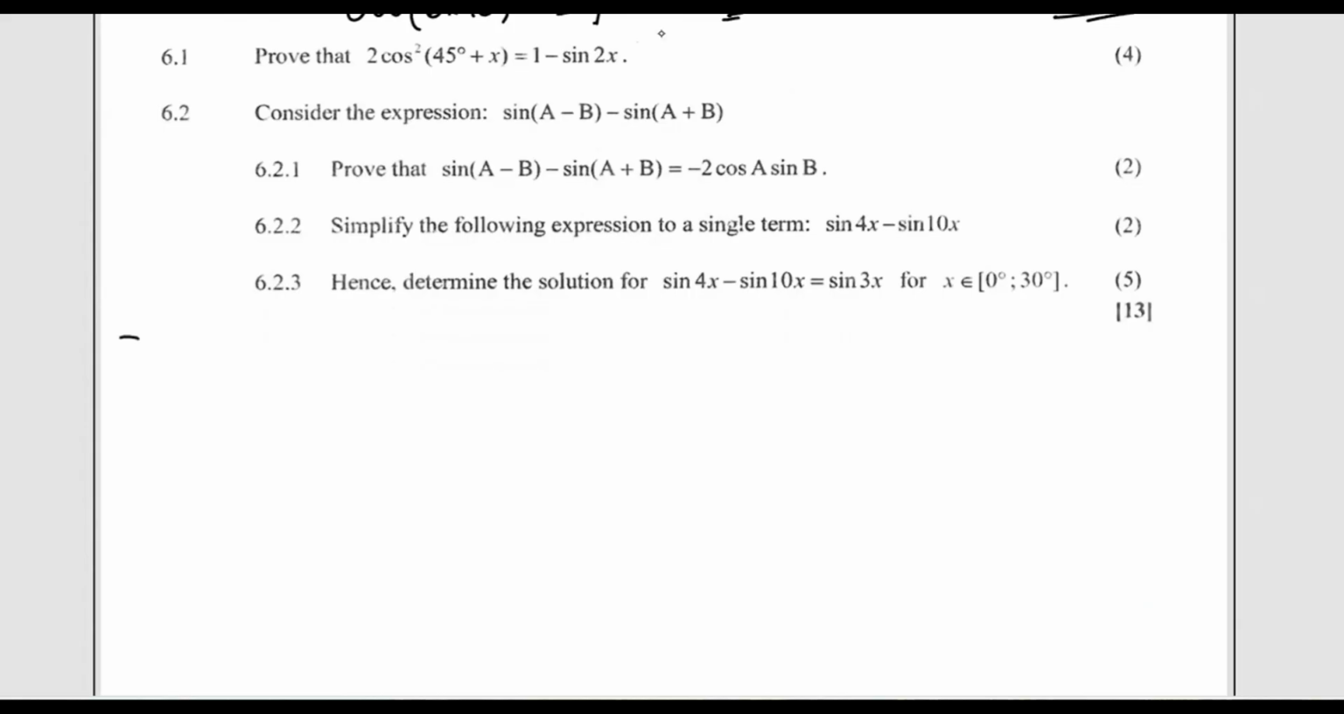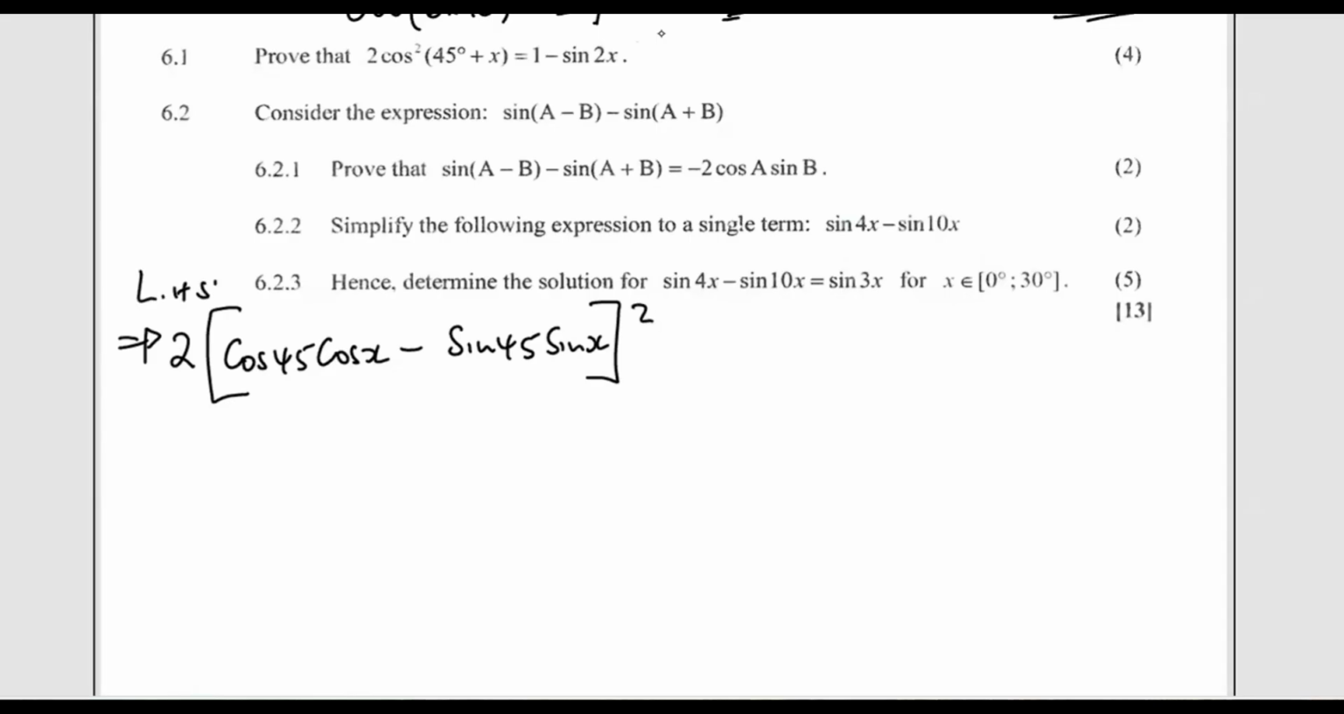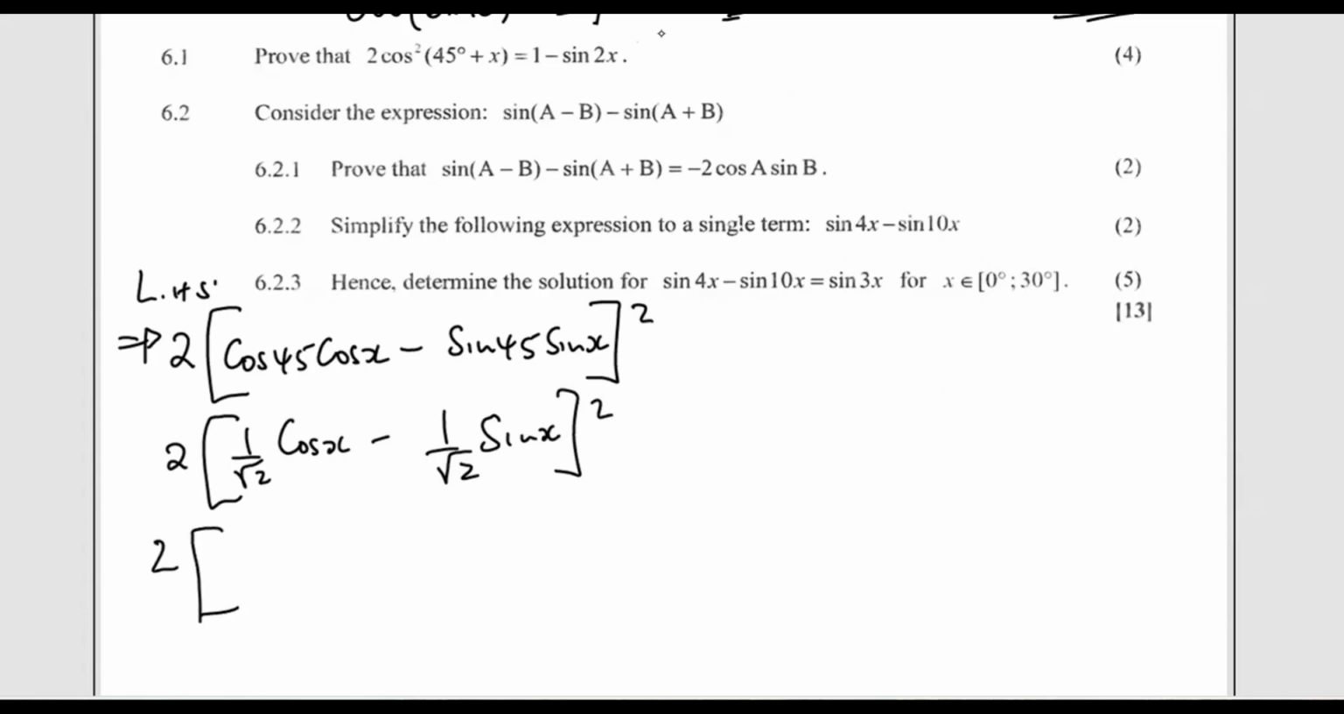Okay, so 6.1, can we prove that this is the same as that? So what I'm going to do, I'll just use the compound angles and open that up. So it's 2 into cos 45 cos x minus sine 45 sine of x, but this must be squared. Okay, we're starting with the left-hand side. Then let's open it up further. Let's change that 45 into 1 over root 2 cos of x minus 1 over root 2 sine of x. This is squared. We can't factorize yet.